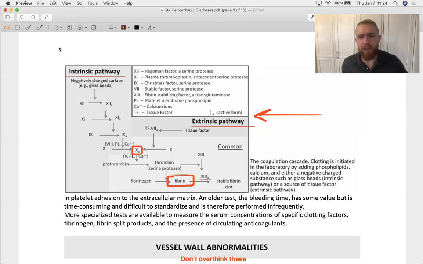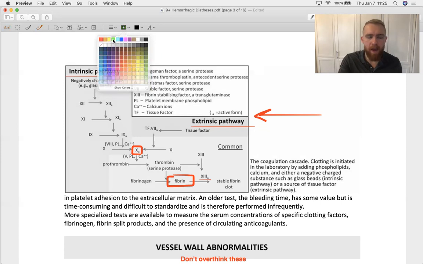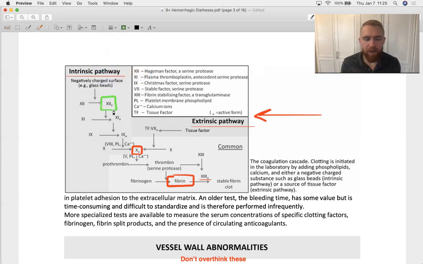Now, intrinsic, extrinsic pathway. First off, inherited coagulopathies typically mean that somebody is missing one of their clotting factors. And the prime example of that would be hemophilia, in which you're just missing factor 8. So right here, where factor 8 is, if you're a hemophiliac, you have every other factor in this table except for 8. That's it.